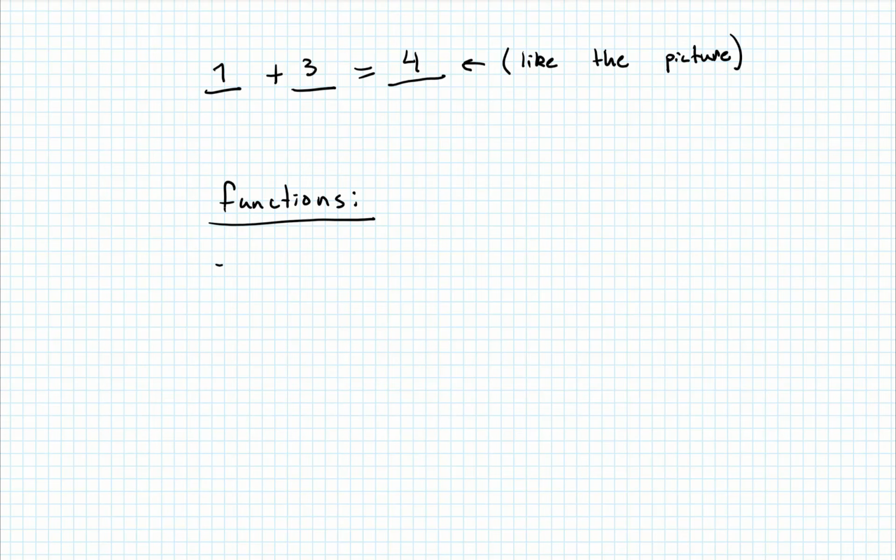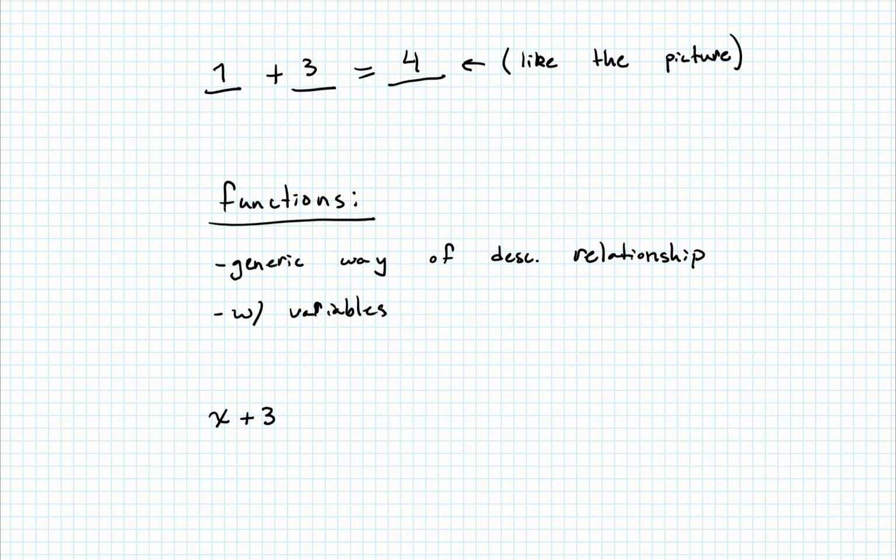And what that did was, let me write that down really quick, because it's really important too. Generic way of describing a relationship. And this was done with variables. We used variables like x and y to describe these things. What we would say is if we had some input x plus some other number, 3, a constant number, that would equal some output number, y.